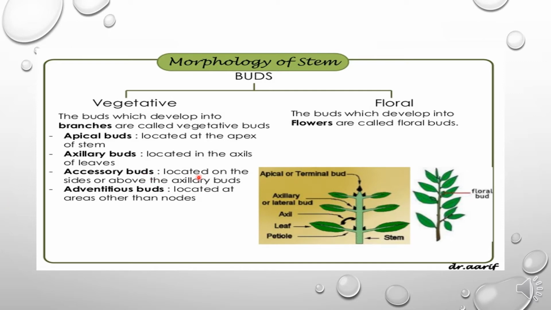Accessory buds are located on the sides or above the axillary buds; they may be found anywhere. Adventitious buds are located at areas other than nodes. Adventitious means false buds. They are not found on the nodes, but at areas other than nodes. The buds which develop into flowers are called floral buds.